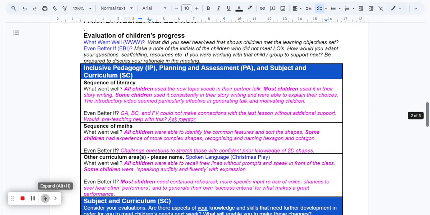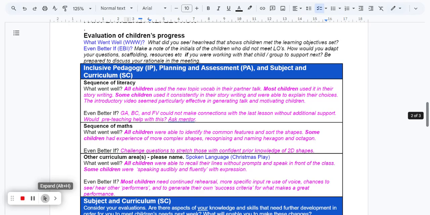So, trainees are tasked with reviewing literacy, maths and one other curriculum area each week, just looking at the class overall. The examples completed here in pink give you an idea of the expectations of SCITT in terms of the brevity, the succinctness and so on.